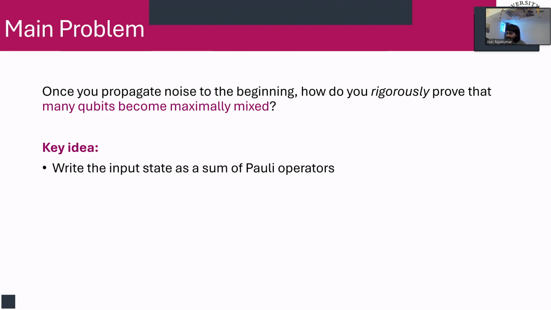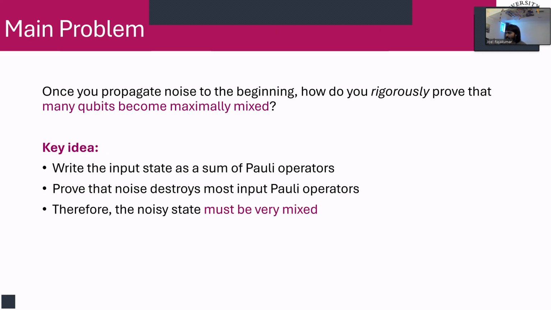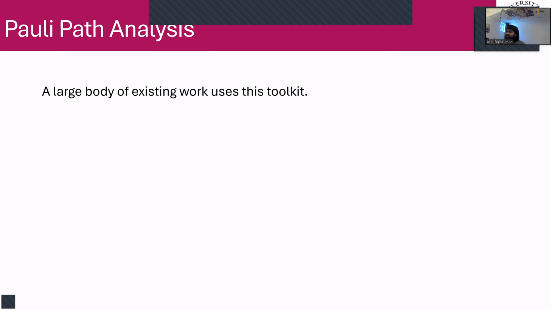So our idea is to write the input state as a sum of Pauli operators. Then the way you can prove that many qubits become maximally mixed is to prove that noise destroys most of the input Pauli operators, and therefore the noisy state must be very mixed. More formally, a large portion of it includes maximally mixed qubits. This lets us connect it to Pauli path analysis, which is a large body of existing work. Random quantum circuit simulation uses this toolkit.